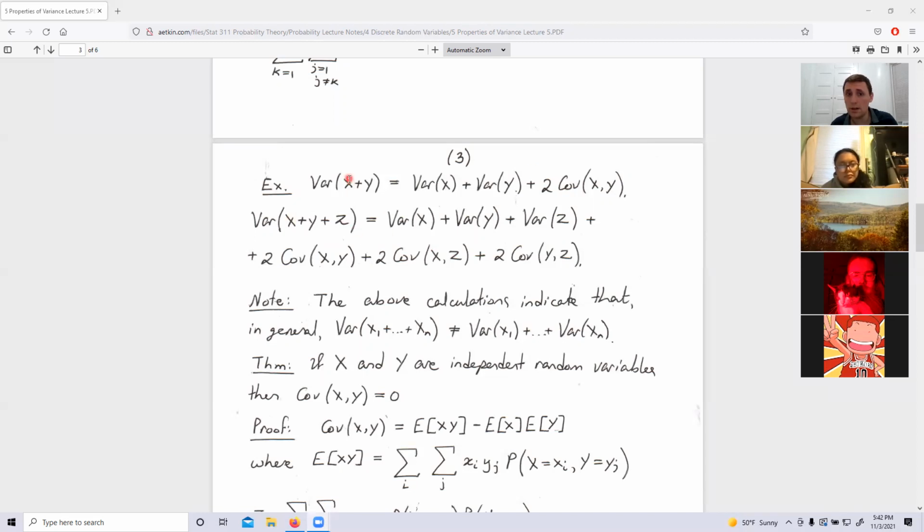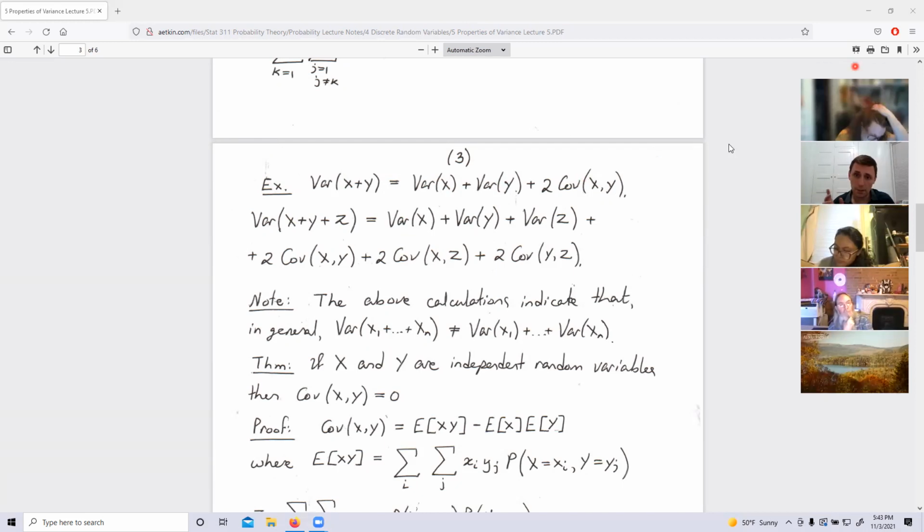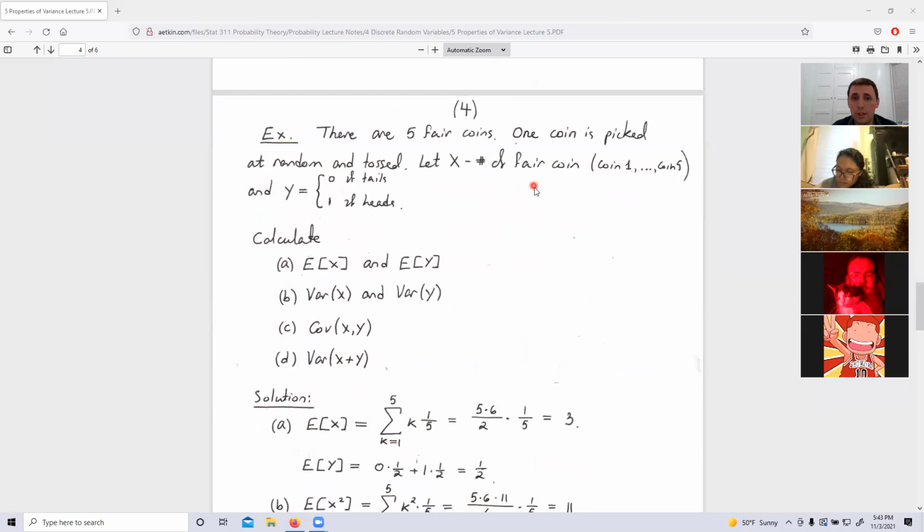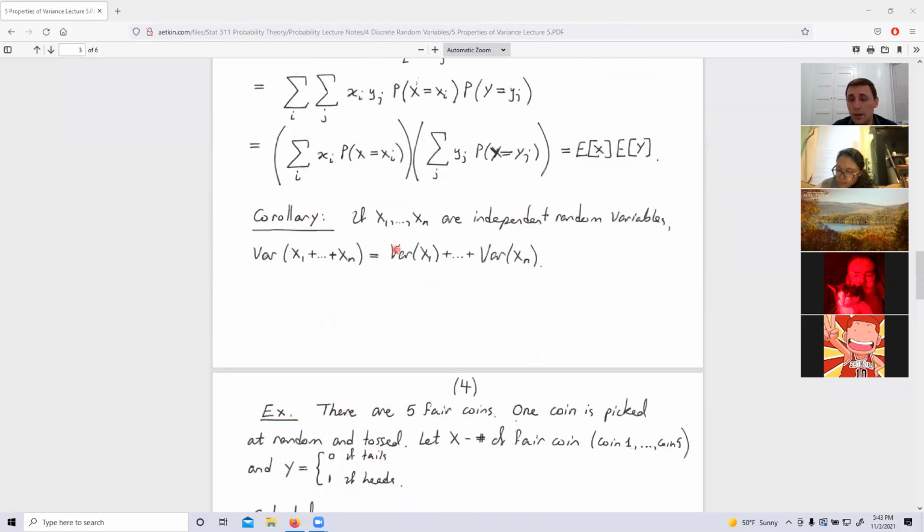So you don't think it's just that the variance of x plus y is less than or equal to variance of x plus variance of y, because those terms might be negative. Covariance can be a negative number, so it's a bit more complicated comparison. What we know from this calculation is that whenever covariance is 0, we have equality here.